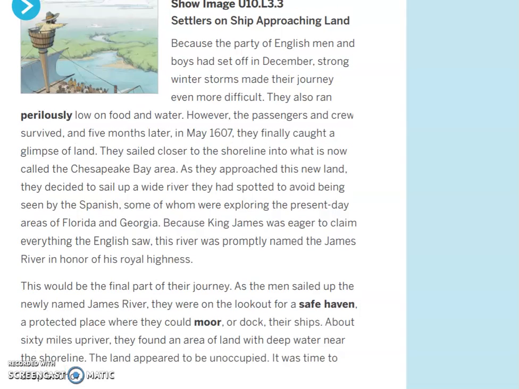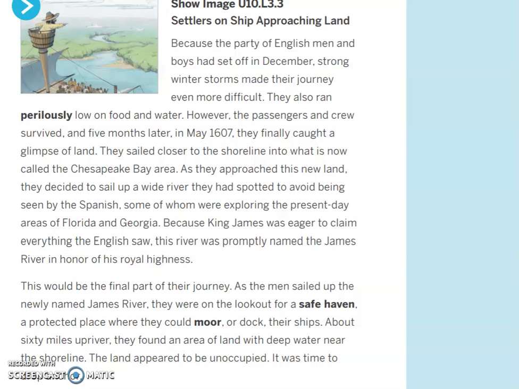Because the party of Englishmen and boys had set off in December, strong winter storms made their journey more difficult. They also ran perilously low on food and water. However, the passengers and crew survived, and 5 months later, in May of 1607, they finally caught a glimpse of land. They sailed closer to the shoreline into what is now called the Chesapeake Bay area.